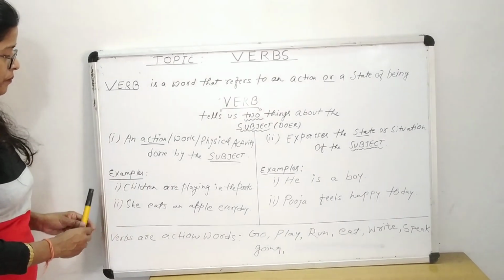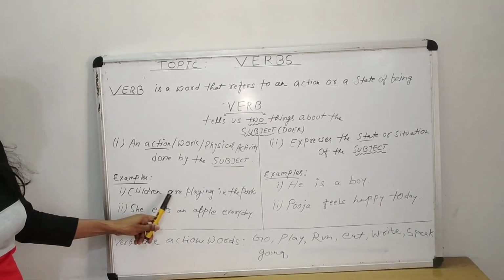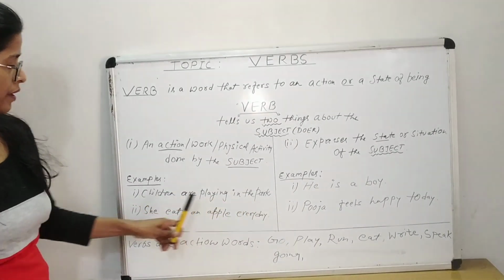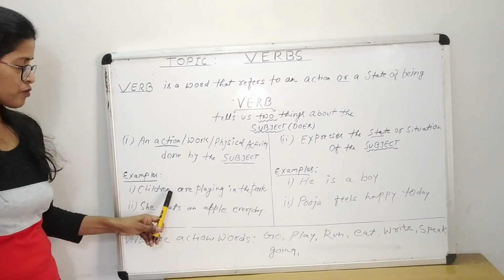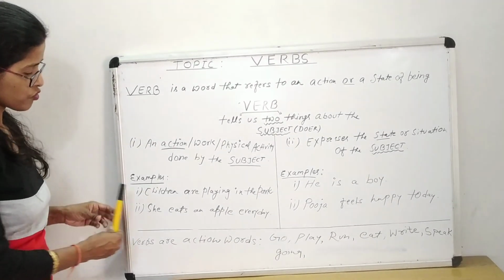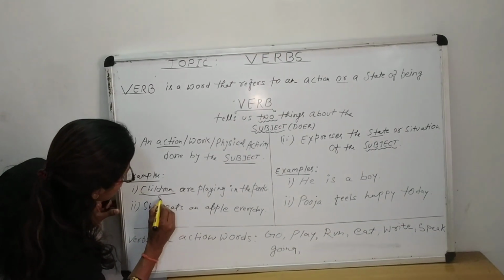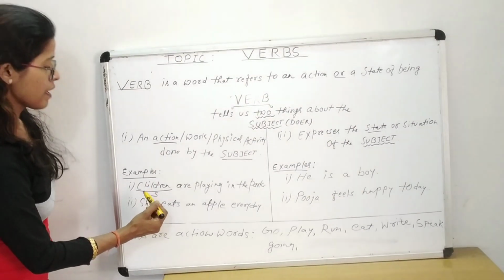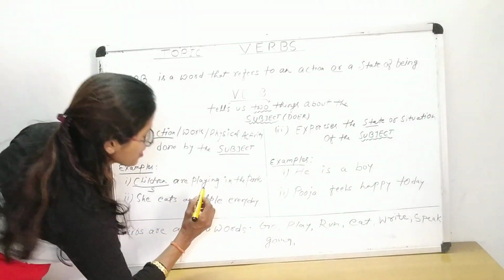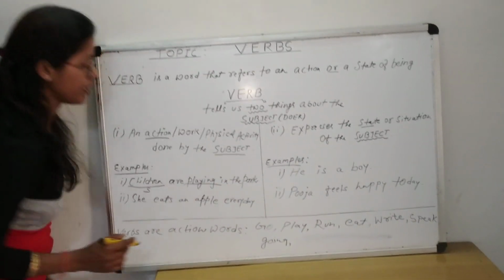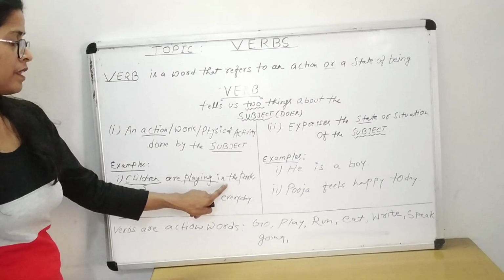Look at the examples. First one: children are playing in the park. Here, which one is the subject? Obviously, you know it. Children here is the subject. Fine? So, I have underlined it. And what is the action children are performing? They are playing. So, playing here is the verb.